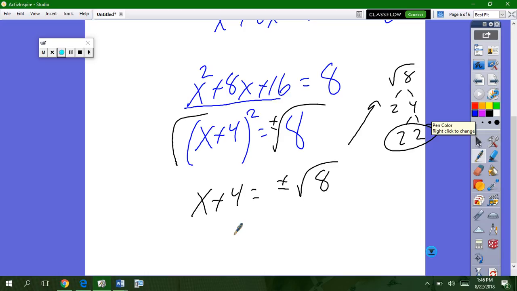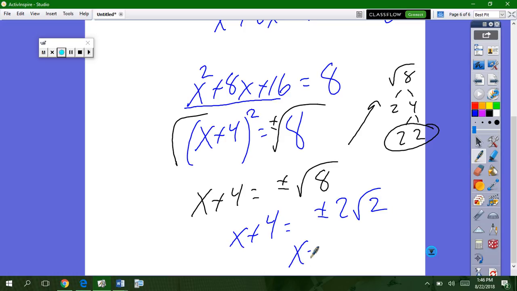Okay. All right. So I have x plus 4 equals plus or minus 2 root 2. Am I done? Is x by himself? What do I need to do? Subtract the 4. There should be. Okay. That was solving by completing the square.